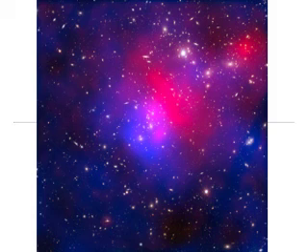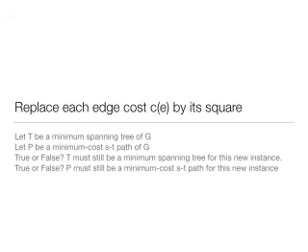For each of the following two statements, decide whether it is true or false. If it is true, give a short explanation, and if it is false, give a counterexample. A. Suppose we are given an instance of the minimal spanning tree problem on the graph G with edge costs that are all positive and distinct, and let T be a minimal spanning tree for this instance. Now suppose we replace each edge cost C by its square, C squared, thereby creating a new instance of the problem with the same graph but different costs. True or false? T must still be a minimal spanning tree for this new instance.